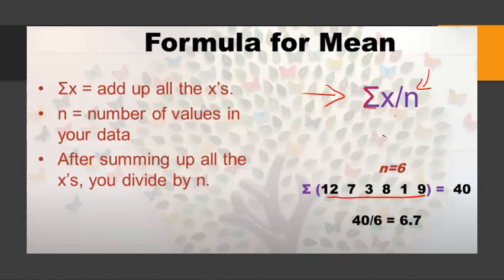So in this situation, this is our data set, and n would be 6 because we have 6 different data values. In order for us to use this formula to find the mean, we're going to add up all these, and that comes out to 40. And then we're going to divide that by 6, and we get 6.7. So that's all that is. Now our mean is 6.7.